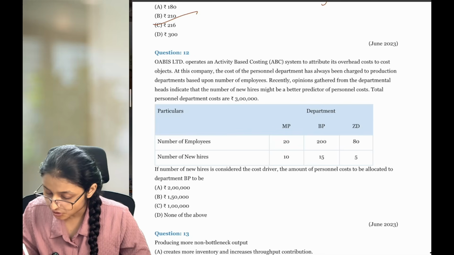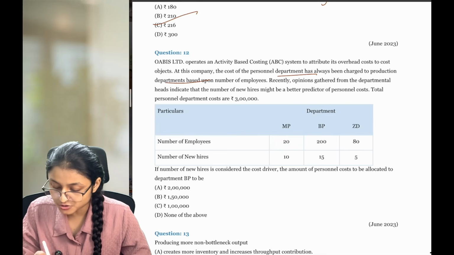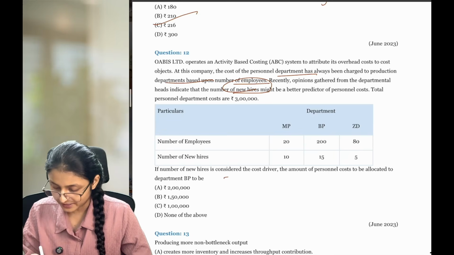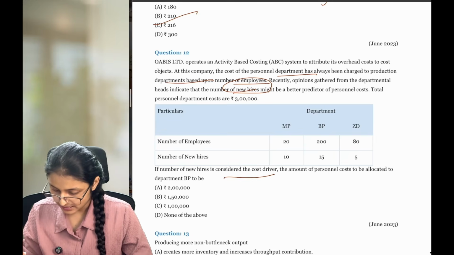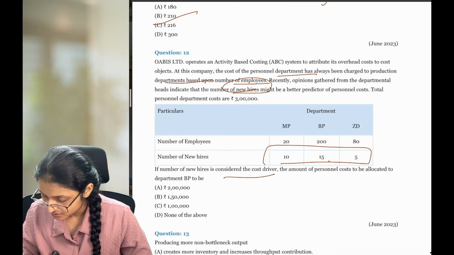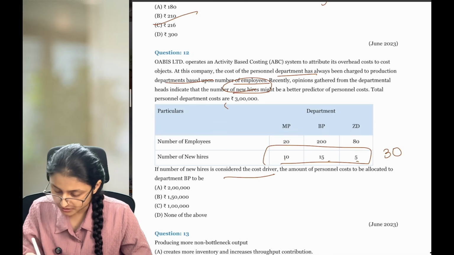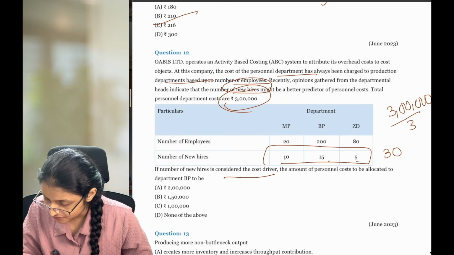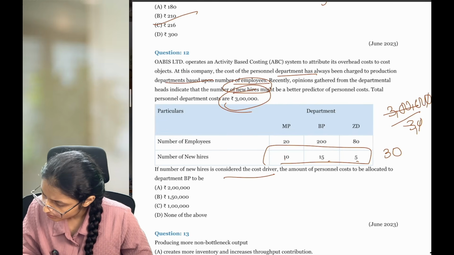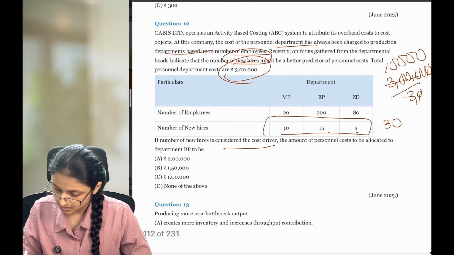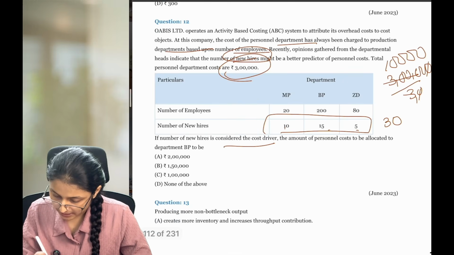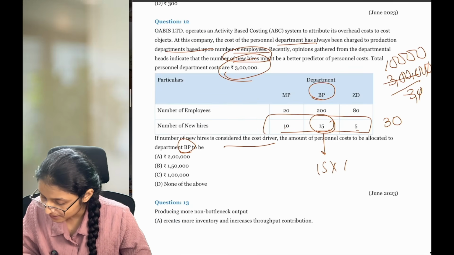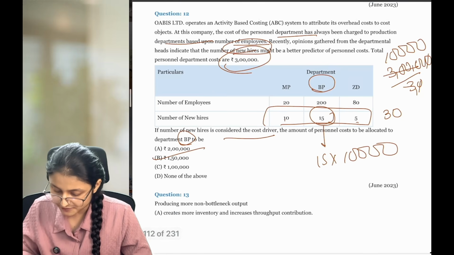And at this company, the cost of the personnel department has always been charged to the production department on the number of employees, but you have to charge on the basis of number of new hires. And this question we have seen already. So we have total 30 new hires and the total cost incurred is 3 lakh. 3 lakh divided by 30 will give you 10,000 as the cost on every new hire. And you have to calculate for department BP. Department BP has 15 new hires multiplied by 10,000 per hire will give you 1,50,000.